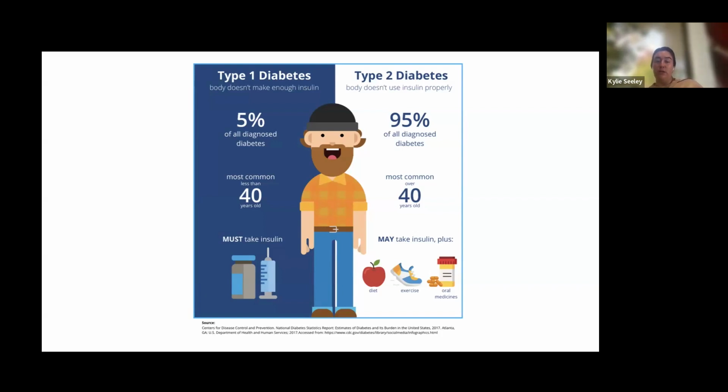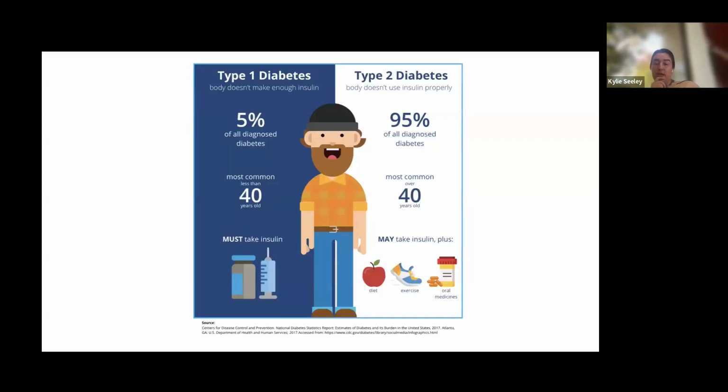Type 2 diabetes is much more common than type 1. And a lot of times people think of type 2 diabetes in adults. However, we are starting to see type 2 diabetes develop more and more in children. And the way we manage the two different types of diabetes is very different.